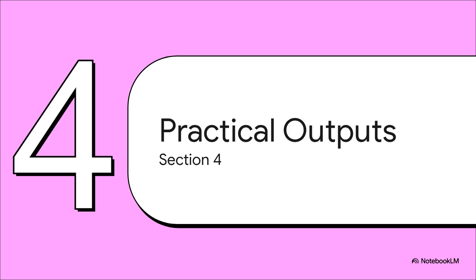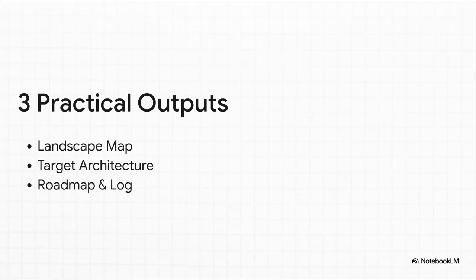That brings us to Section 4, 3 practical outputs. This is exactly where the theory meets operational reality. To prove that your architecture capability actually exists and isn't just a nice aspiration, you need 3 very specific outputs. Number 1, a technology landscape map so you know exactly what you have today. Number 2, a target architecture and principles so you know where you're going. And number 3, a technology roadmap and decision log so you know exactly how you're getting there and why you made the choices you did.